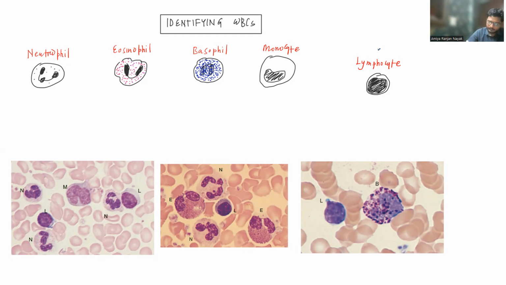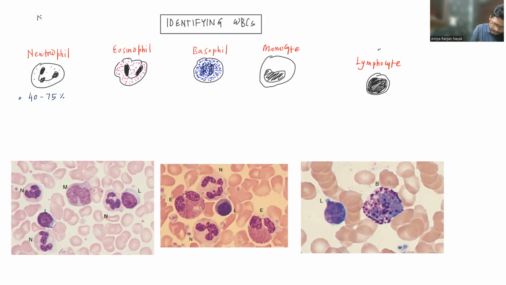Now, among these, neutrophils are the predominant cell type. These are the most common type of WBC that you are going to find in the peripheral blood of an adult. In adults, neutrophils are the predominant type of WBCs, but in children, lymphocytes are the predominant type. So in children, lymphocytes are more, and in adults, neutrophils are more under normal circumstances.